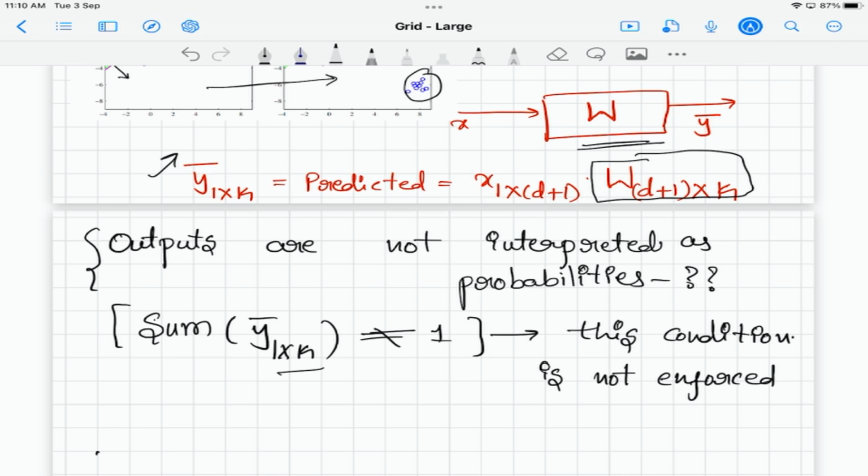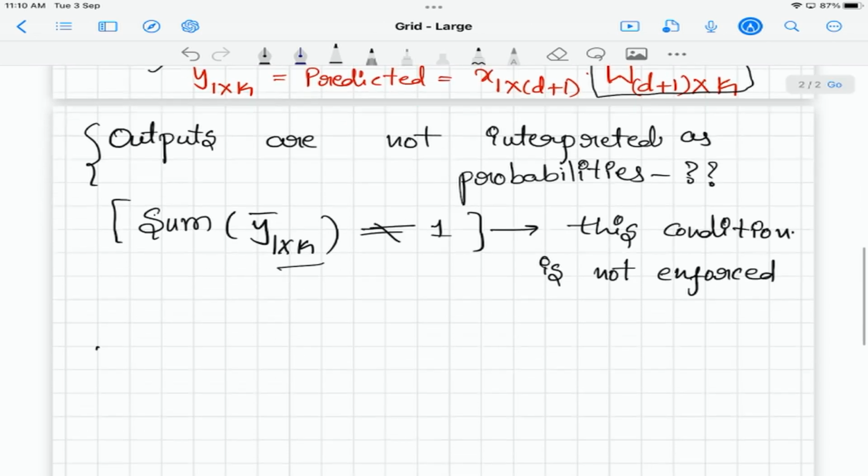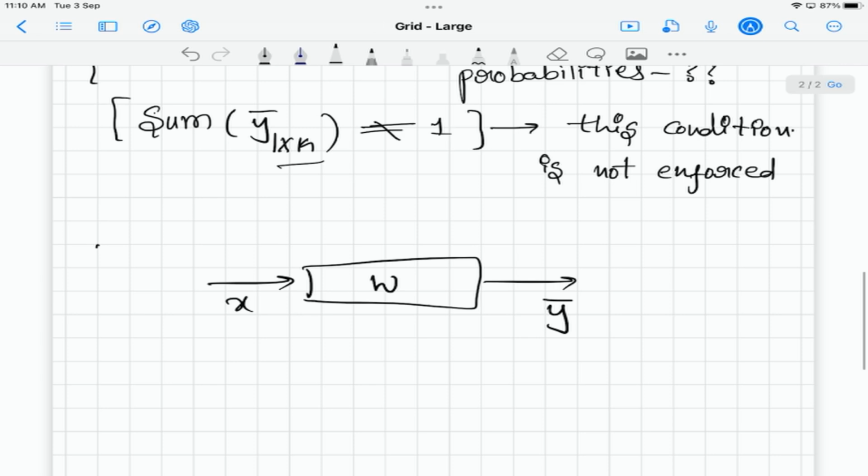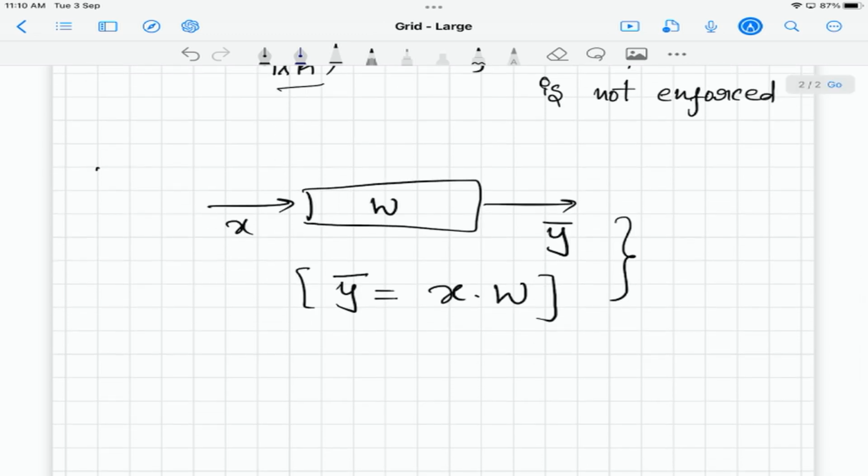You have your simple linear model giving out your vector for you. So how can you modify your simple linear model? This is predicted. How can I modify this linear model so that the outputs will be interpreted as probabilities? Do you have any solution for this? Can you think of any solution?